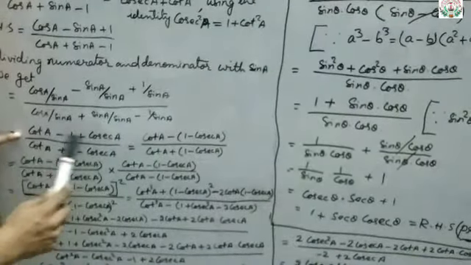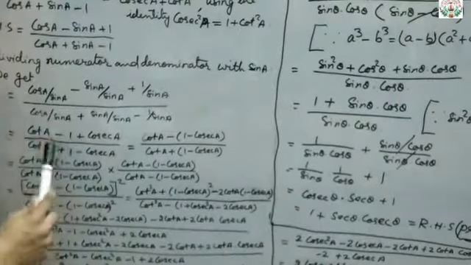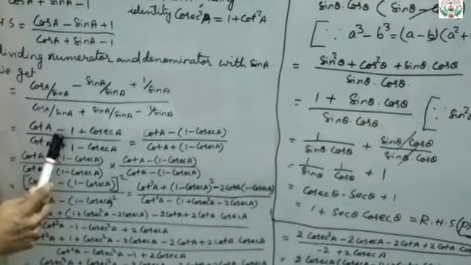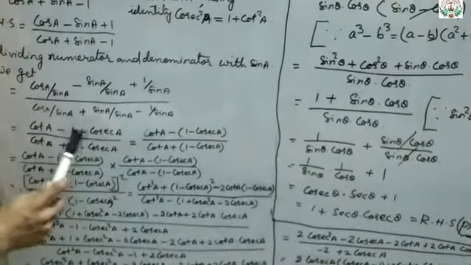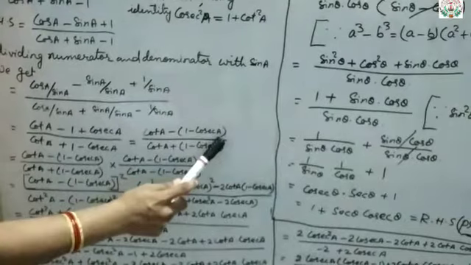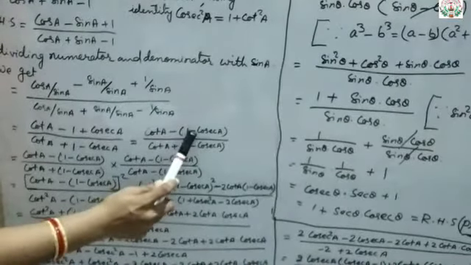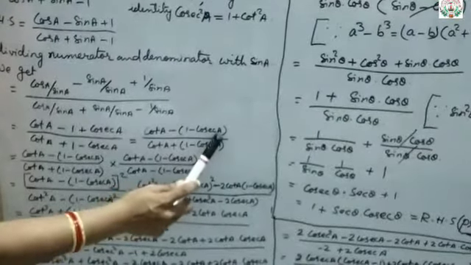Now this we can separate, this particular column. Okay, cot A we will keep as it is, and here the minus sign we will take common, so that this term will be what? 1 minus cosec A. Minus I am taking as common. Okay, so what is in my bracket? Minus 1 minus cosec A.